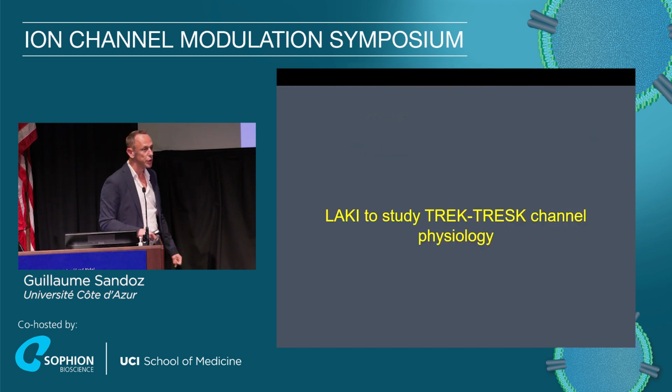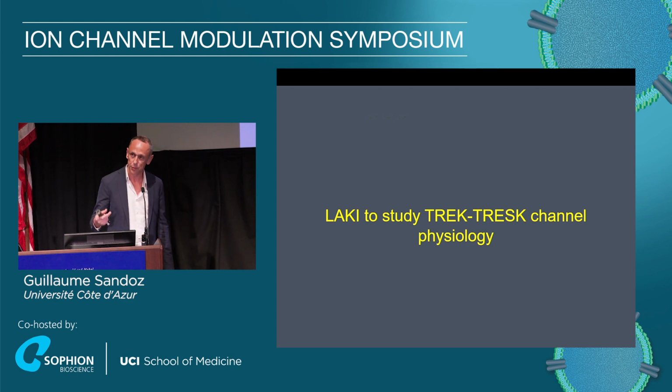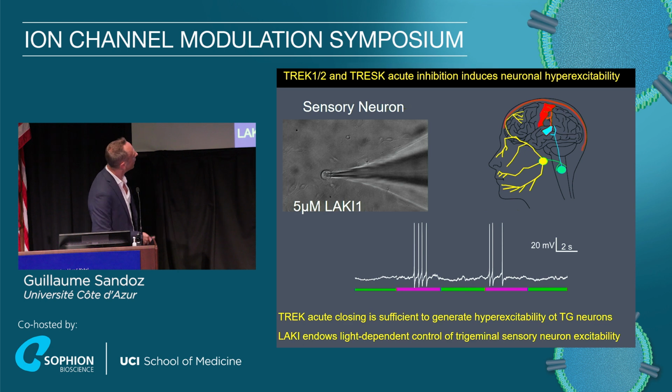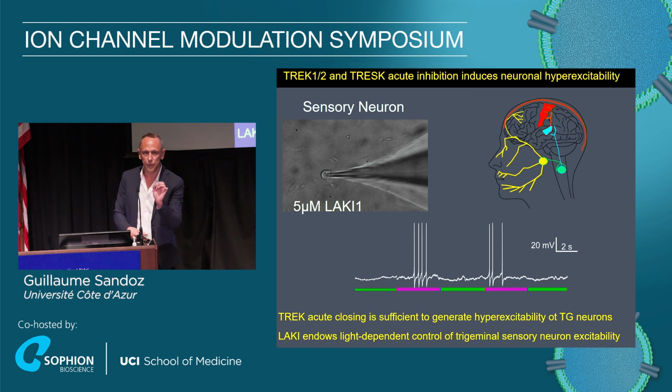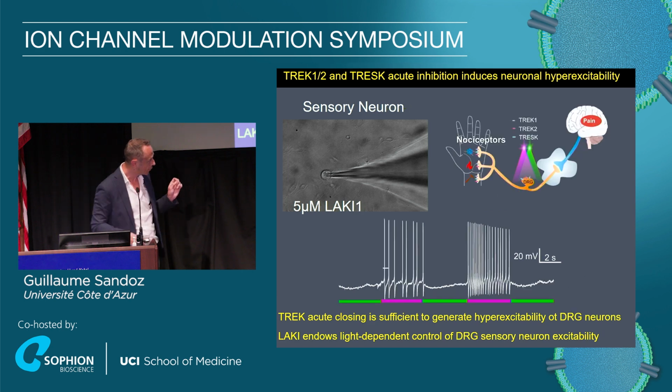Therefore, now we have a tool to study the function of these channels physiologically. First, we looked at nociceptors in trigeminal neurons and also in DRGs. In trigeminal neurons, when you shine the UV light, as you may see, you can trigger action potentials. This means that the acute closing of TREK1, TREK2, and TRESK is sufficient to induce an increase in the excitability of nociceptors innervating the face. What about the ones innervating the rest of the body? We observe exactly the same effect.